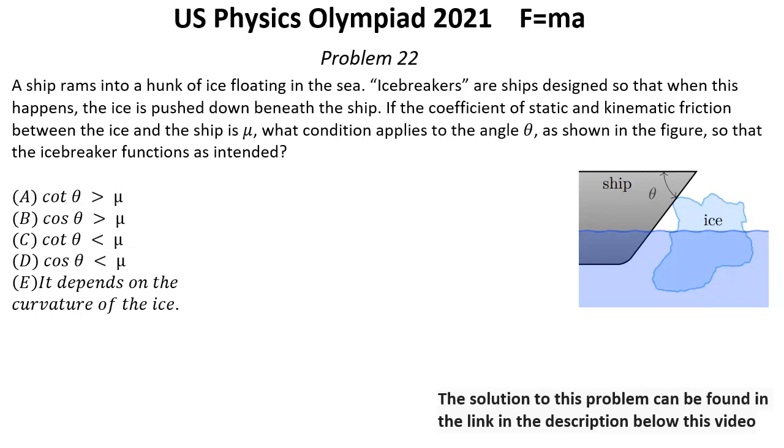Problem number 22. A ship rams into a hunk of ice floating in the sea. Icebreakers are ships designed so that when this happens, the ice is pushed down beneath the ship. If the coefficient of static and kinematic friction between the ice and the ship is mu, what condition applies to the angle theta as shown in the figure, so that the icebreaker functions as intended?